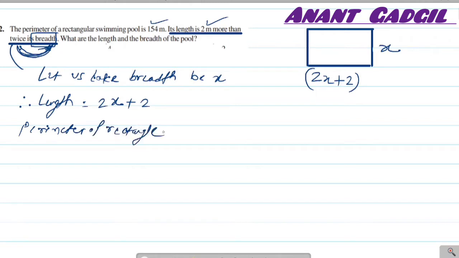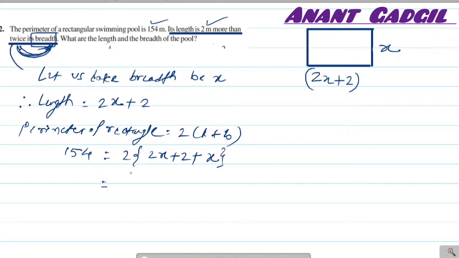If they had given us the area, we would use the formula for area. Simple. Put the values. I have written the formula. What is meant by perimeter? Perimeter is the length of the boundary. So what was the perimeter given to us? It was 154, 2 times of length. What is the length? 2x plus 2, and plus breadth. What is breadth? X. So now how can we solve this?